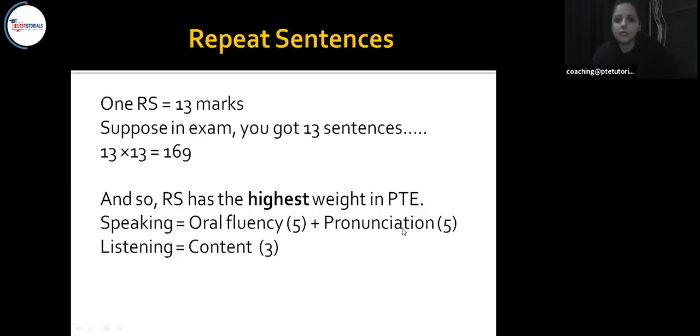Now, the score that you get from repeat sentences: oral fluency 5 marks, pronunciation 5 marks, and listening is about content. The maximum score for content is 3. So if you need a good score from listening, focus on content too.